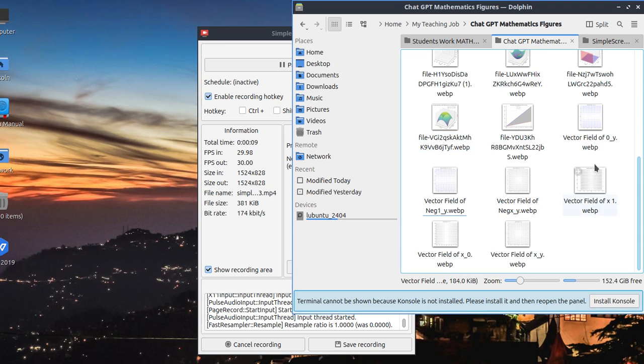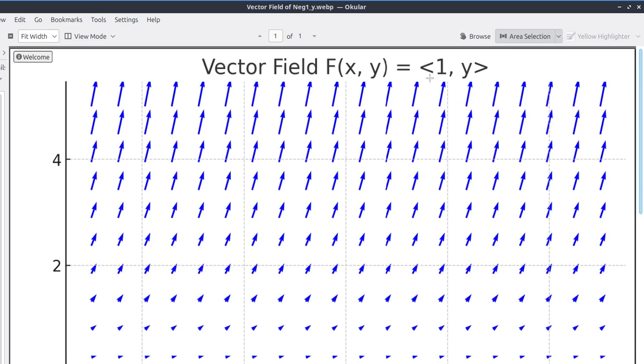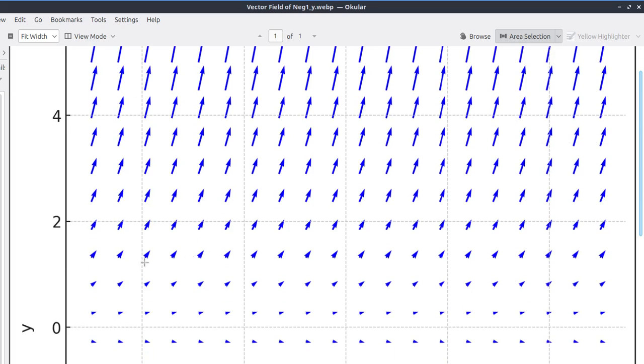In the last video, we looked at a vector field. I'm going to look at a few more. So here, let me see. All right, let's see this one. This is a vector field of 1, y.